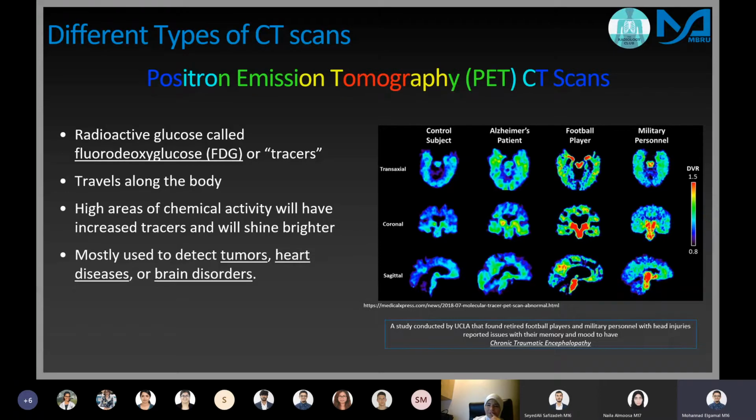And I can't really read the PET scan for you, but this helped determine a whole new criteria or category of disease called chronic traumatic encephalopathy. And you can compare an Alzheimer's patient control to Alzheimer's in football and military personnel, and you'll see they'll have features of either a lot of activity or very little activity.